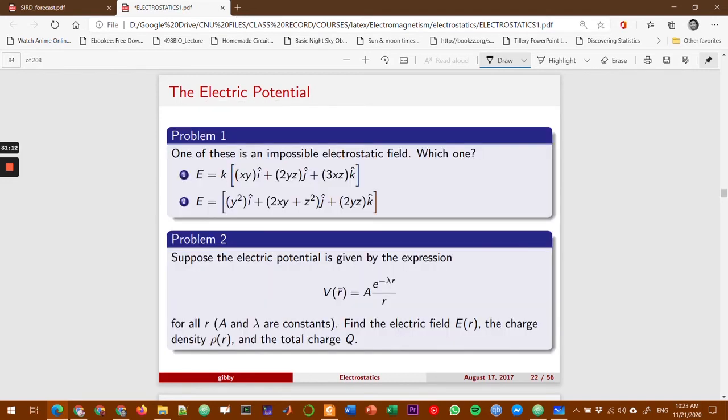So let's solve for this one. One of these is an impossible electric field. So which one is impossible, which cannot be an equation or a form of electric field? So how do we test it? Well, we calculate the curl of that electric field, and if it's zero, then it is a valid electric field form. If it's not zero, then it is not an electric field form. So let's do this. Let's calculate.